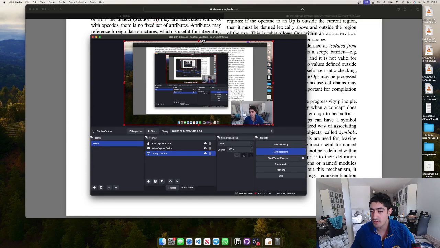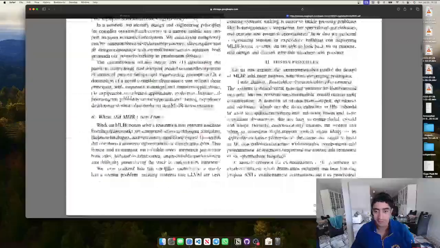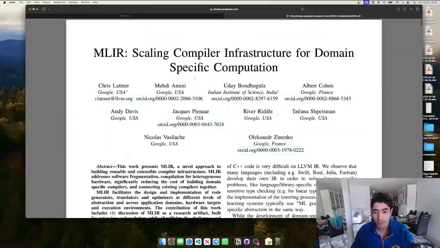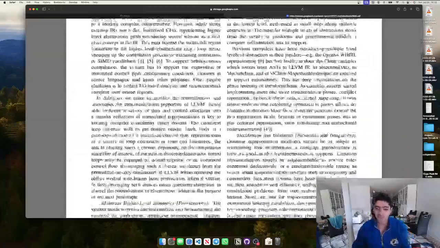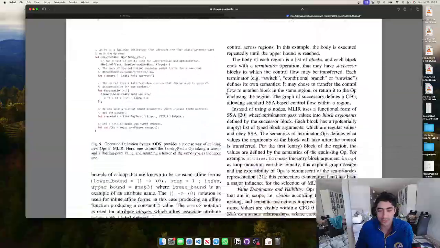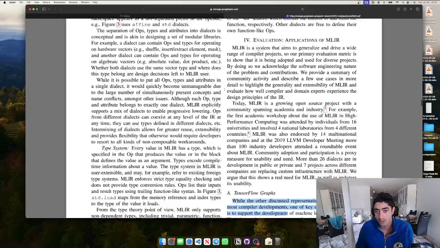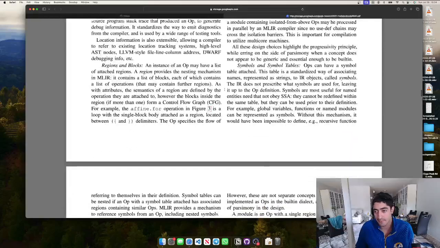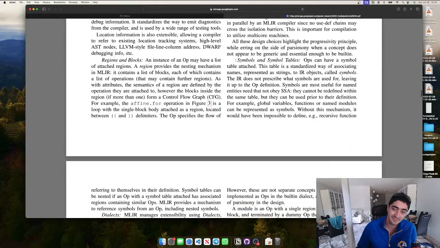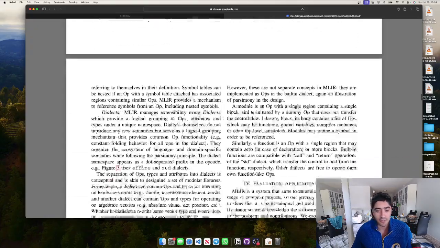Alright, so this is the third part of reading the MLIR paper, and I just realized in part 2 we only read 2 pages, not 3, and I don't know how I feel about that. Alright, so we read up to symbols and symbol tables, and now we're going to continue.